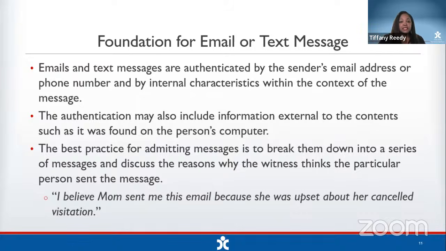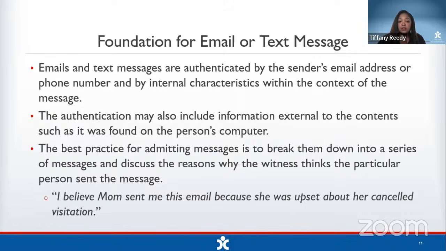And so the way we authenticate these emails and text messages is by the sender's email address or by their phone number and by internal characteristics within the context of the message, right? So every email and every text message has a unique identifier. A text message has a number. Sometimes if they're using an app, they have an email address that's associated with it. But there is a specific identifier. Your email has a specific email address. Usually, professional people use their name. People who are non-professional use something that is unique to them, whether it's a nickname, a number, or something.